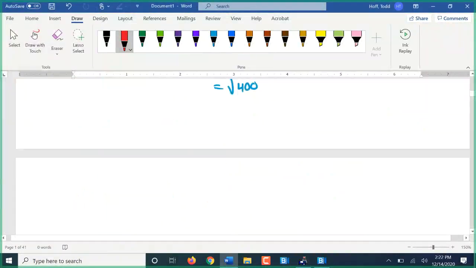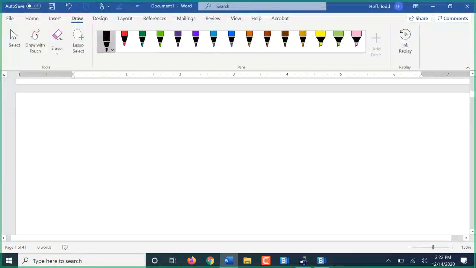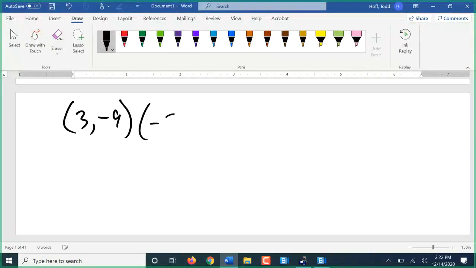So I'm going to have you try an example of this. 3, negative 9, and negative 5, 6. Find the distance between those 2 points. We'll go over it in just a minute.